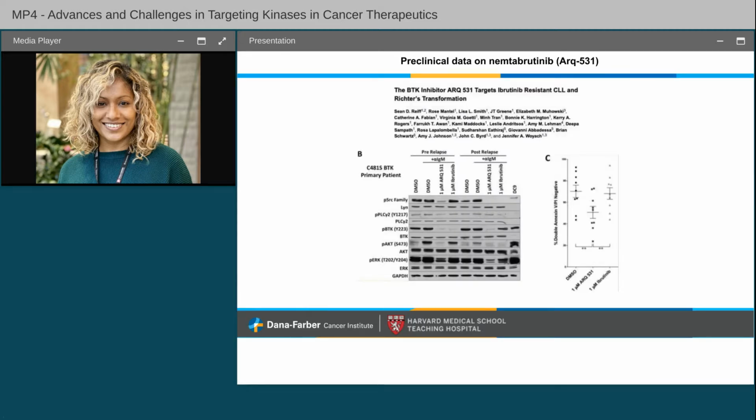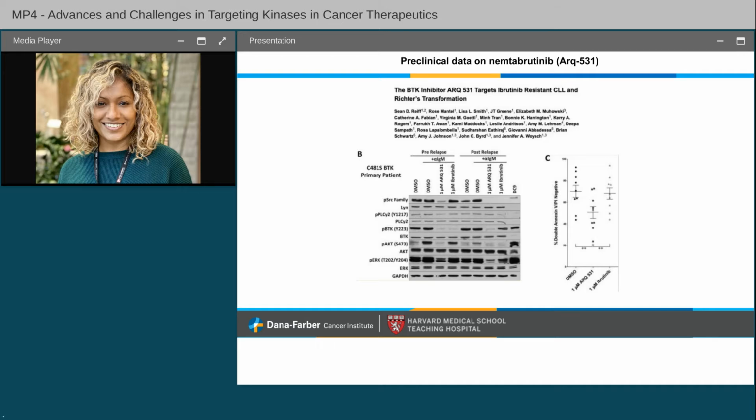So here we are looking at some preclinical data on one of the non-covalent inhibitors, nemtabrutinib. This is a publication from Dr. Jennifer Woyach from Ohio State University in 2018. What they've done here is take cells from an ibrutinib-treated patient that acquired the C481 mutation at progression. These cells were treated in vitro with nemtabrutinib and ibrutinib for 1 hour, and then the effect on BCR signaling was looked at by looking at the phosphorylation of BTK.